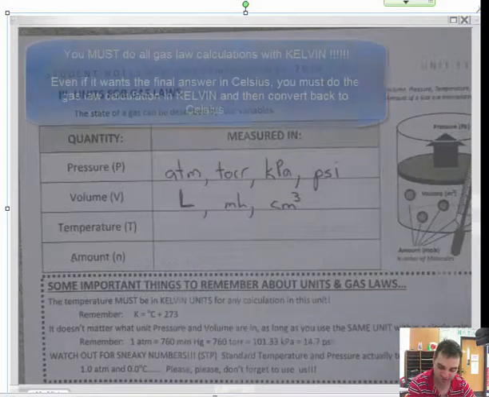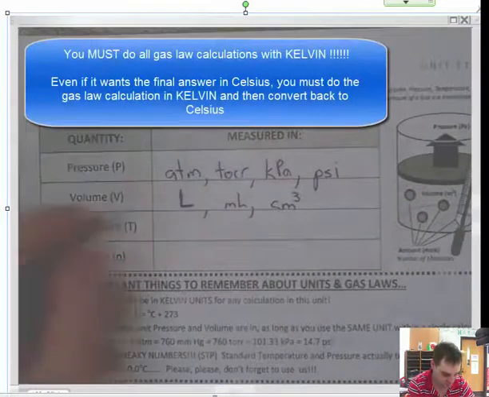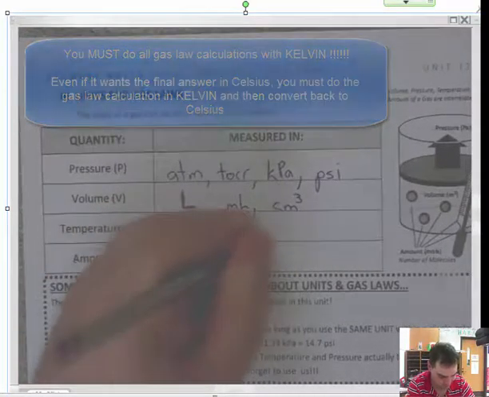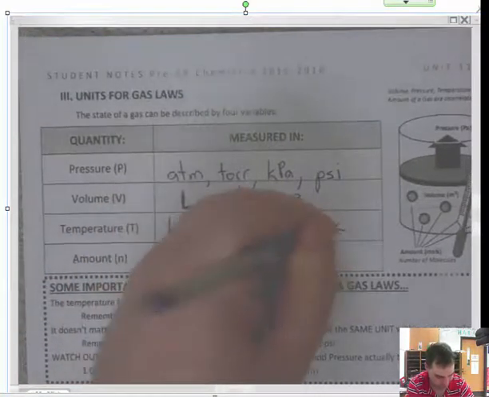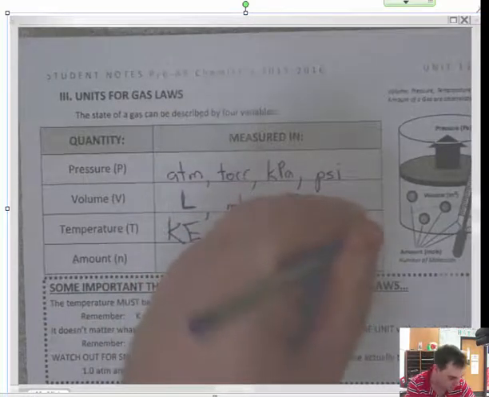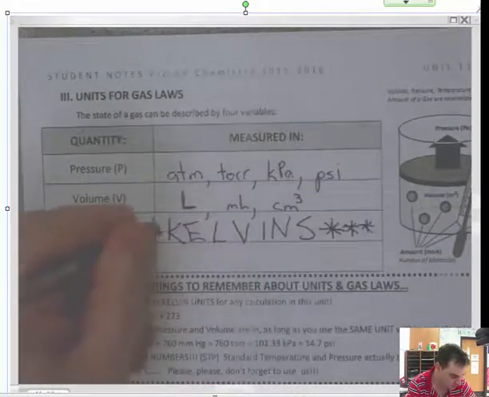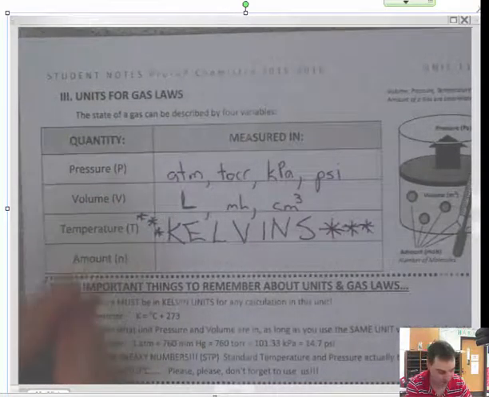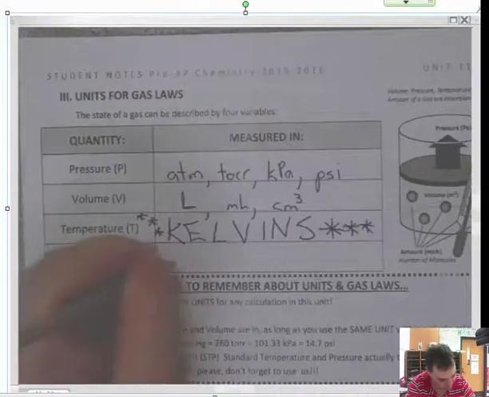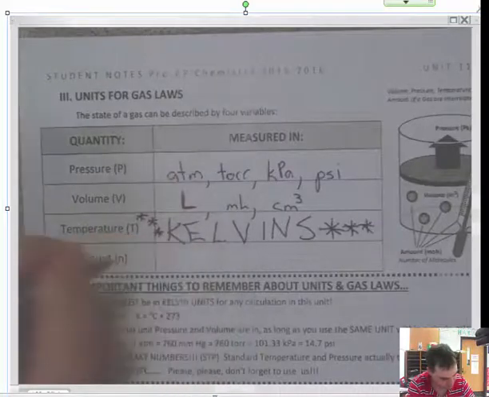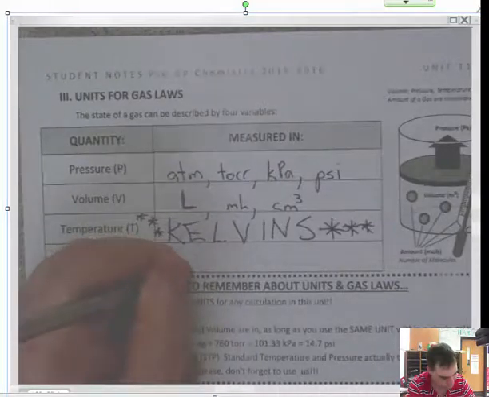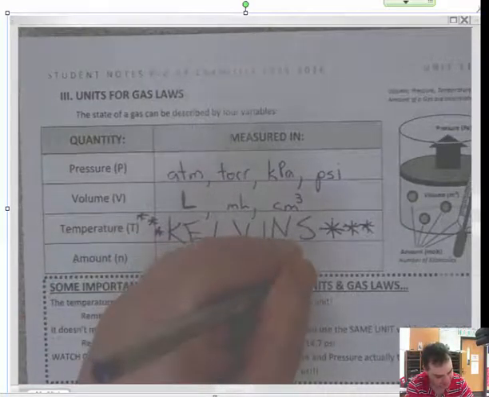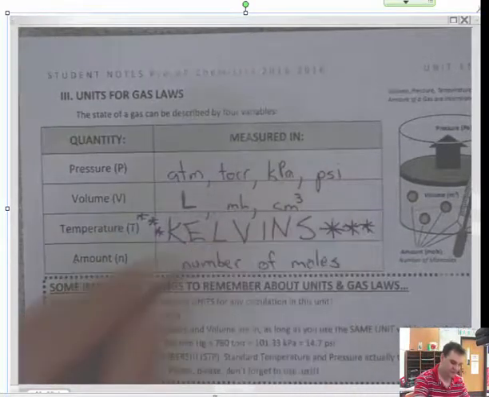Temperature, there's only one choice for temperature for gases. Kelvins. It does not work with Celsius because Celsius has negative temperatures and you can't use those in proportions. n is the amount of substance, which is going to be the number of moles. Those things don't go away.